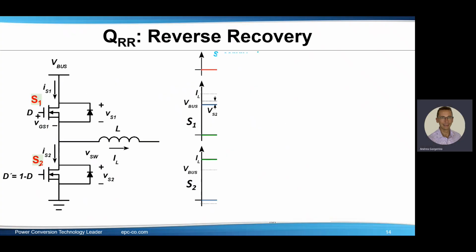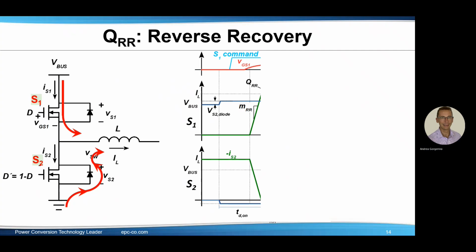But we must also look now at the reverse recovery effect, which is present when you have a body diode that's a PN junction. So we start with the low side switch S2 in the on state with the inductor current flowing through the device. So then we turn off S2. This forces the inductor current to commutate to the body diode of S2 during the dead time.